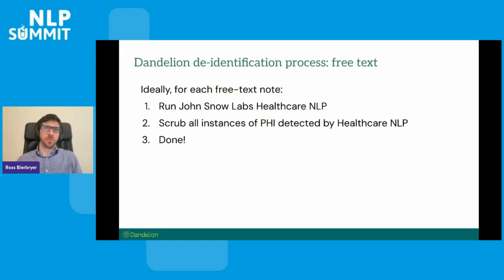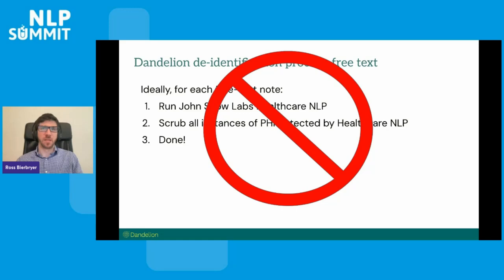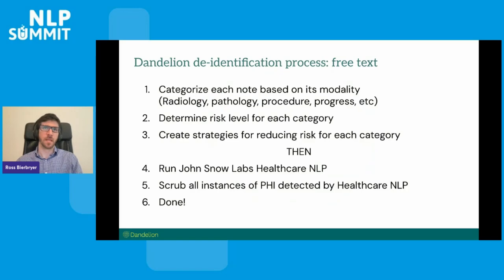So we know that this old process, run JSL healthcare NLP, then scrub all instances of PHI, doesn't quite work. We need an alternative with a few extra steps for data cleaning or confirming data cleanliness. Our solution is adding three steps to the beginning of the process for a given note. One, putting it in a modality category, radiology, pathology, etc. Two, determining the risk level for that category. And three, reducing the risk for that category using category-specific approaches.